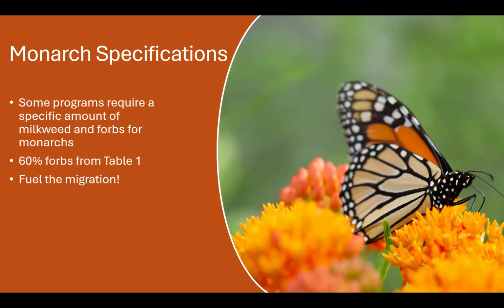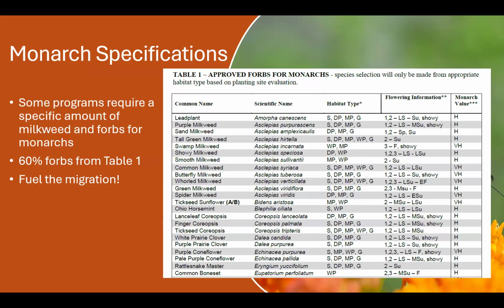So we have this statement: 60% of forbs from Table 1, and what that Table 1 is are these approved forbs here that have high or very high monarch value. And so 60% of your seed mix must come from the forbs on this table here. And this is just a snippet of one of the pages. The Monarch Habitat Guidance document that I presented at the beginning of this presentation actually has the complete list. And again, I can't stress this enough, that we're trying to fuel the migration here, and we're trying to provide as much milkweed as possible, as that is their host plant.